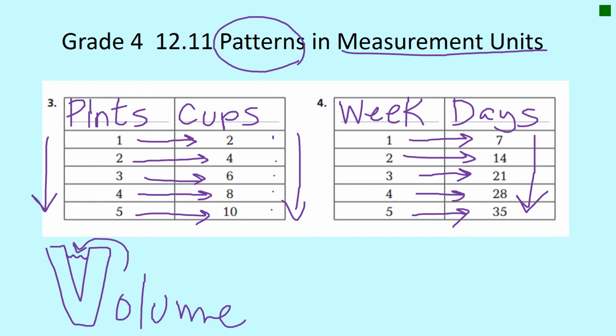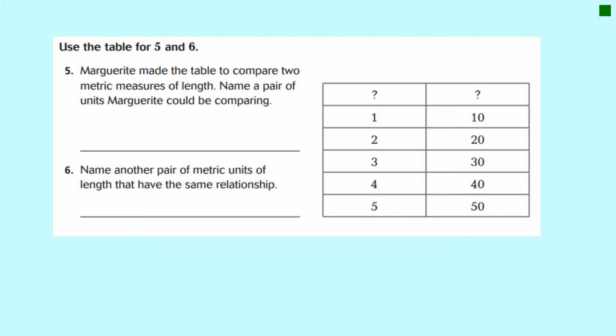Good work. Oh, here's another table. Now this is like a mystery table, isn't it? And there are 2 questions about it. The directions say use the table for 5 and 6. Number 5: Marguerite made the table to compare 2 metric measures of length. Name a pair of units Marguerite could be comparing. And number 6 says: Name another pair of metric units of length that have the same relationship.